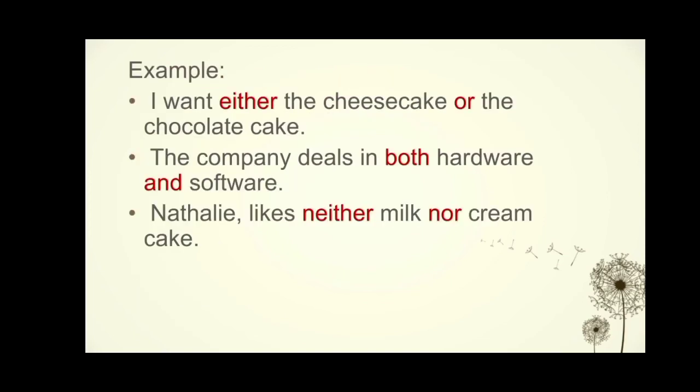We have here some examples. First example, I want either the cheesecake or the chocolate cake. The first sentence shows the use of either/or. Second sentence, the company deals in both hardware and software, the use of both/and. And the third sentence, Nathalie likes neither milk nor cream cake. It shows the use of neither/nor.